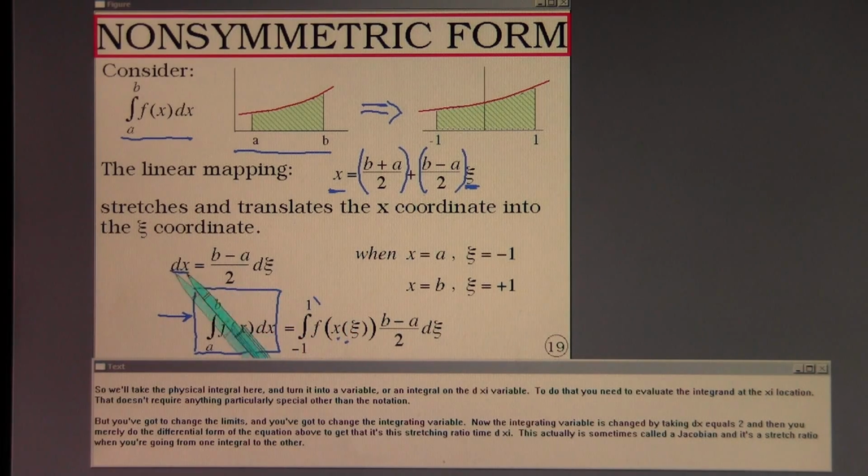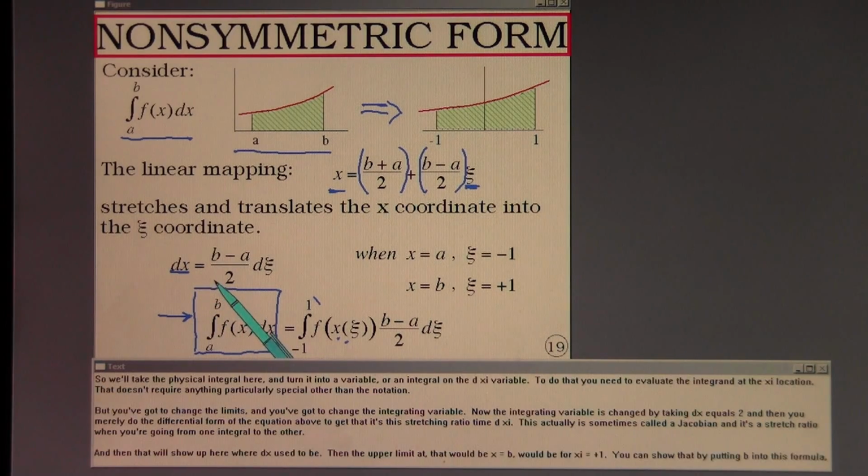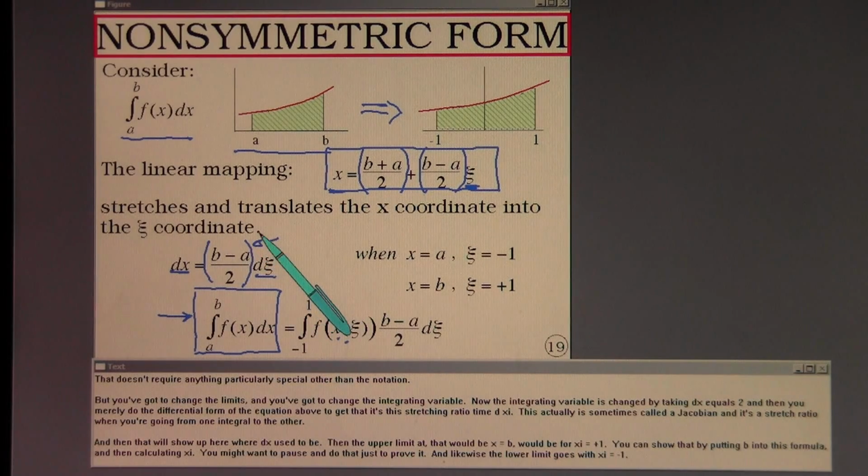Now, the integrating variable is changed by taking dx, and then you merely do the differential form of the equation above to get that it's this stretching ratio times dc. This actually is sometimes called a Jacobian. It's a stretch ratio when you're going from one integral to the other. And then that will show up here where dx used to be.